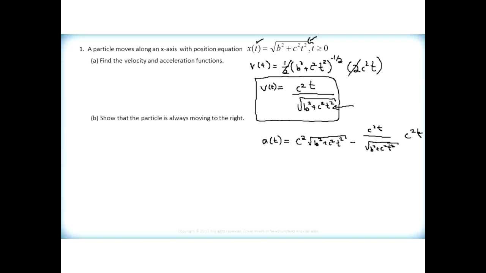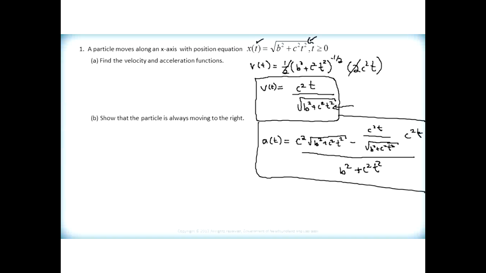And all of that gets divided by the denominator squared, and so my denominator squared will just be b squared plus c squared t squared, and the square root squared cancels out. So there's an acceleration function, which we could simplify, but we weren't asked to here, so we're going to leave that in unsimplified form. Not a big deal, just practice with quotient rules, basically all that is.